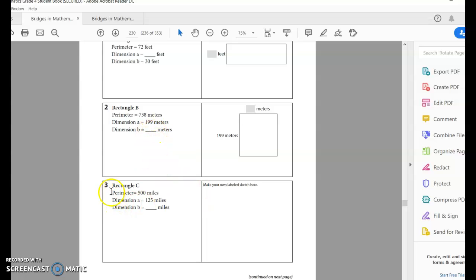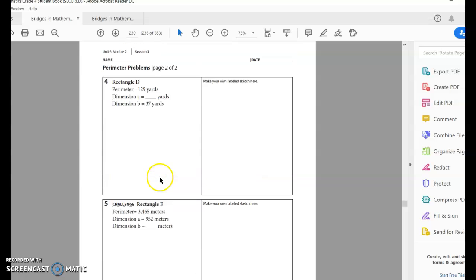Okay, number 3 for rectangle C, you notice it doesn't have a rectangle. The directions say, please make your own labeled sketch here. Do it just like this. You know you have a perimeter of 500 miles. Dimension A is 125 miles, and dimension B is something. So I should see your sketch look exactly like rectangles A and B. Okay. Then on page 231, you're going to finish your problems.